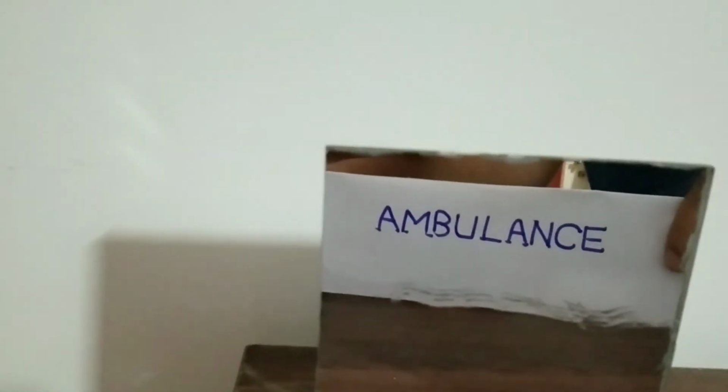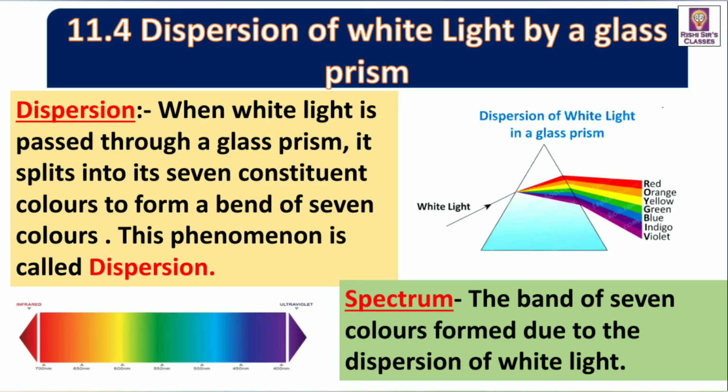Means the left of the object appears to be the right and the right of the object appears to be the left. This is called the lateral inversion. Now we will learn about the dispersion of white light by a glass prism. So first of all, we should know what exactly dispersion is. When white light is passed through a glass prism, it splits into its 7 constituent colors to form a band of 7 colors. This phenomenon is called dispersion, right?